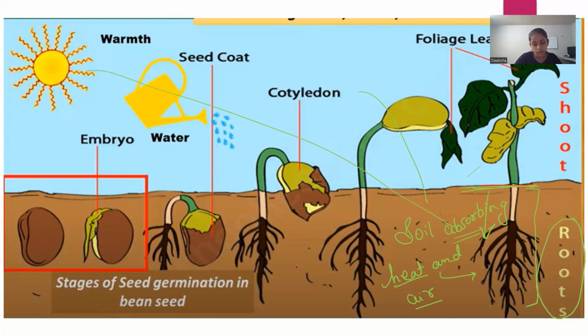Which is below the soil is known as what? Root system. Whereas which is above the soil, where the sunlight, water as well as air are taken in and absorbed directly, is known as what? Your shoot system. Any doubt? Very good.